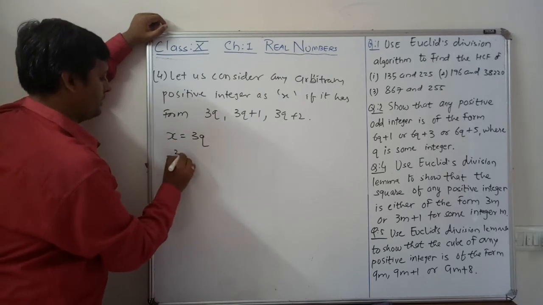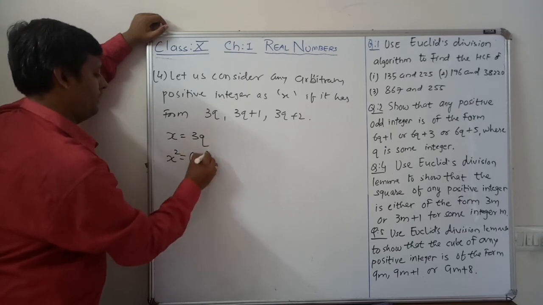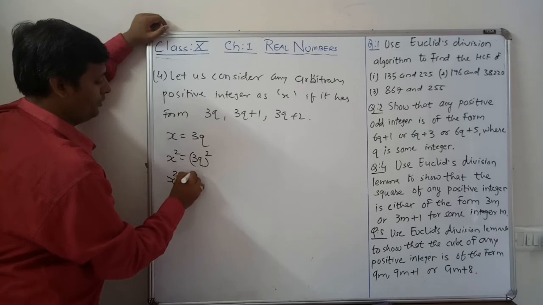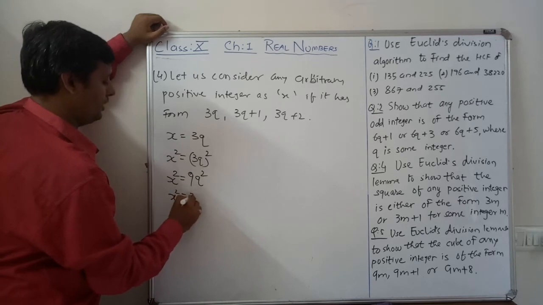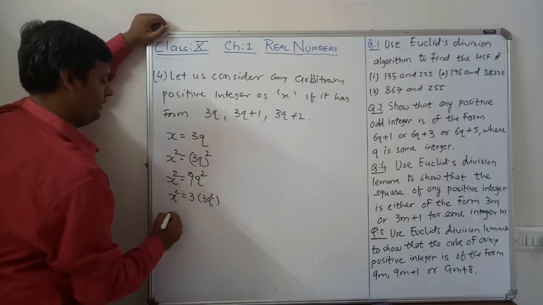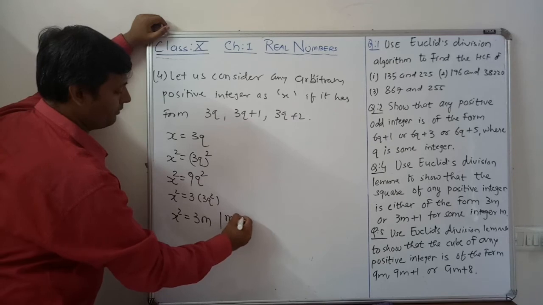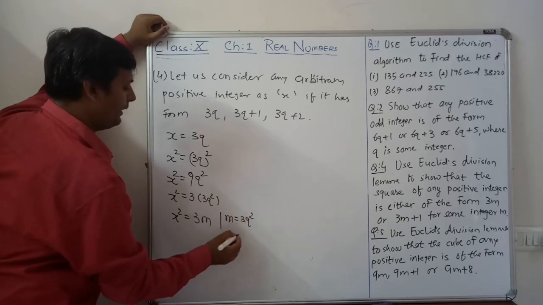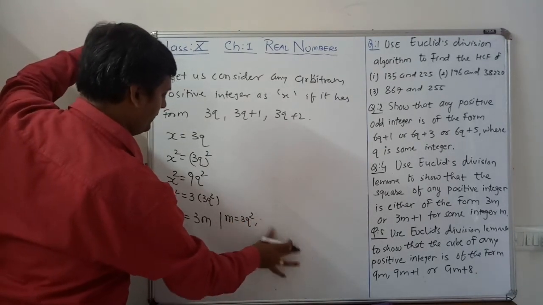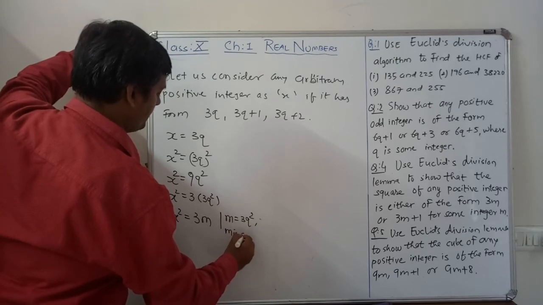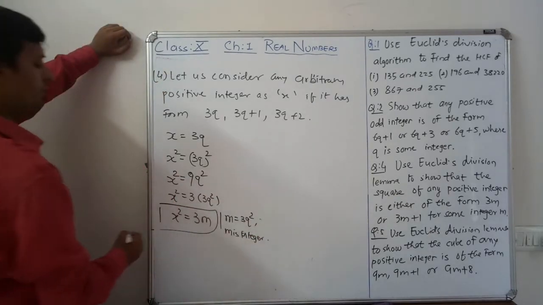So simply take the square on both sides. So you get 3q squared. So x squared is equal to 9q squared. So x squared is equal to 3 into 3q squared. Okay, so x squared is equal to 3m, where m is equal to 3q squared, and m is any integer. So clear? So x squared is equal to 3m.